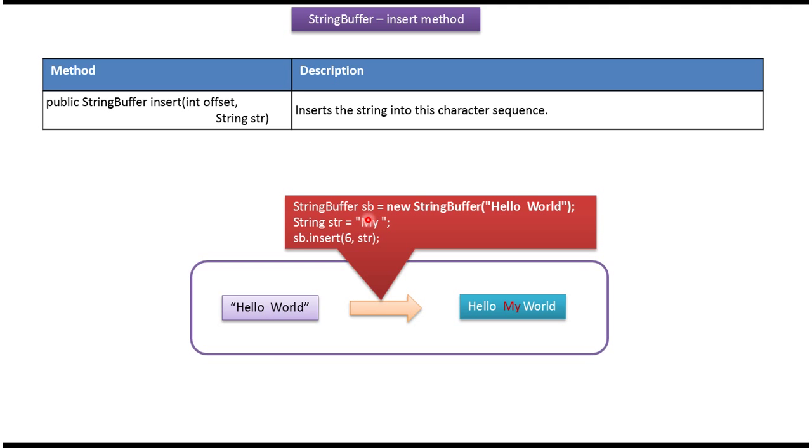Here I have declared a StringBuffer. Content of the StringBuffer is hello world. Here I have declared the string. The value of the string is my. Here I am calling the insert method of StringBuffer, and I am passing offset as 6 and the string.